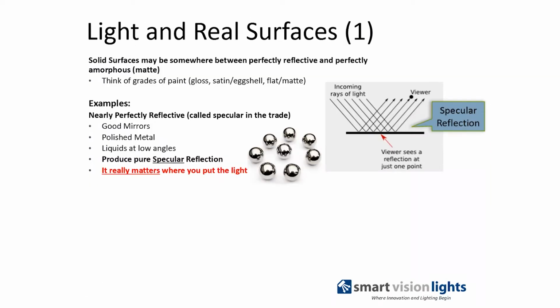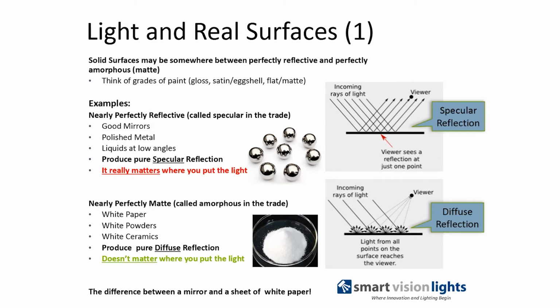Though we're not going to talk a lot about surfaces today, I want to mention here, specular versus matte. Specular means that it's nearly reflective. Good mirrors, polished metals, and liquids at low angles all provide specular reflection. It really matters where you put the light. And again, today we're going to talk about light placement in the bright field area. So it's important that we understand the light bouncing off at equal and opposite angles as it hits that surface.